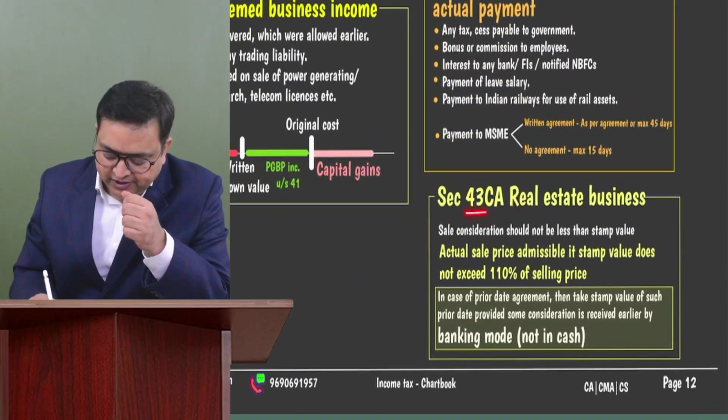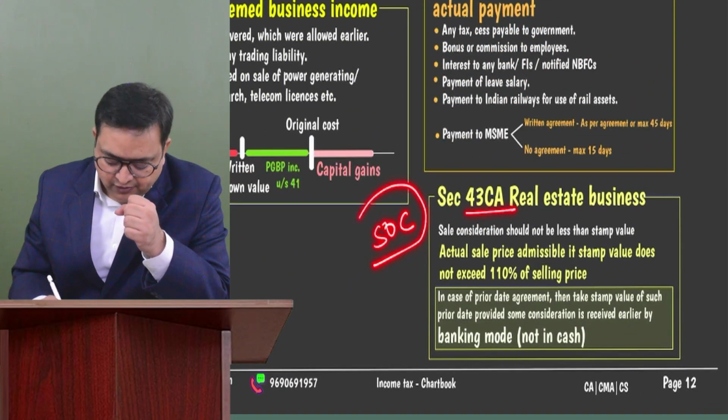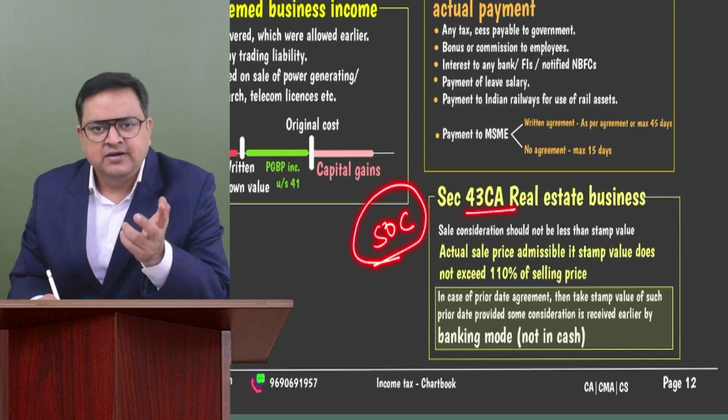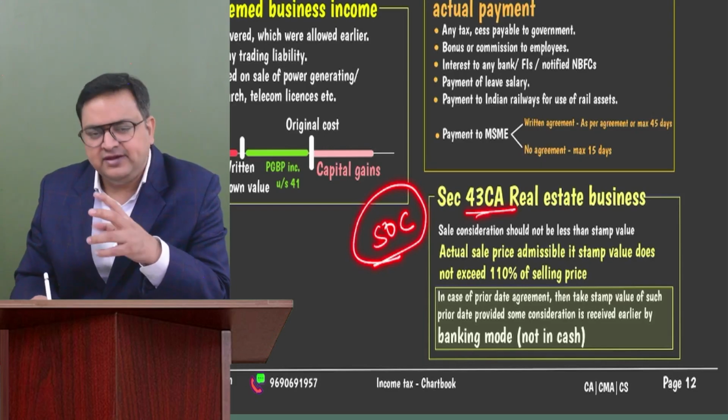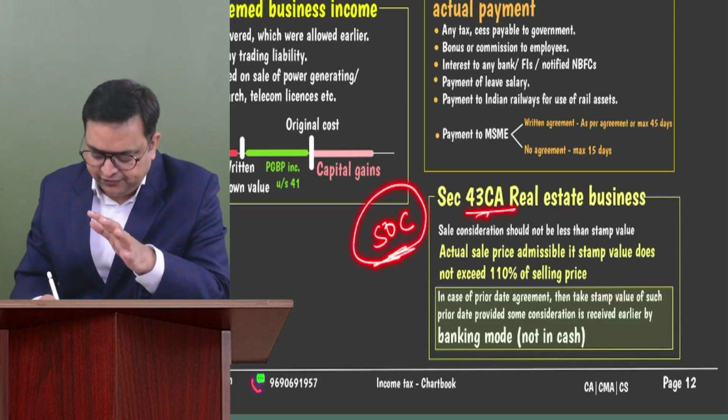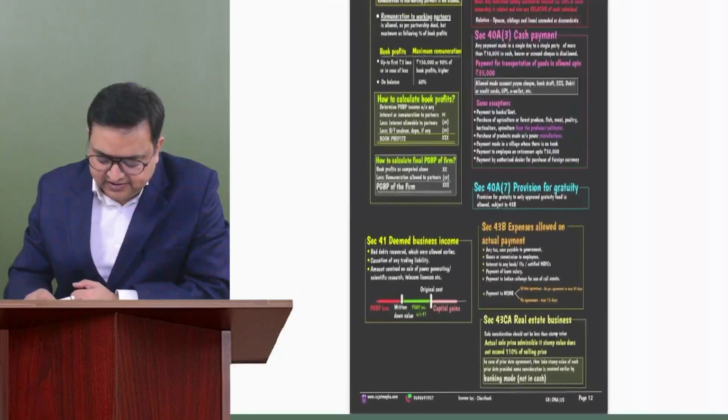43CA is actually the same as 50C of capital gain. So we will discuss 50C first, and then you will automatically understand 43CA. It's a real estate transaction.